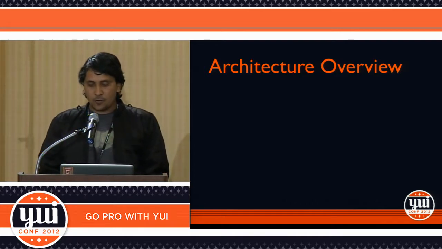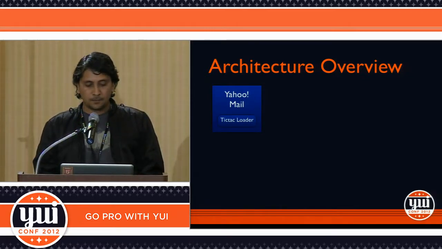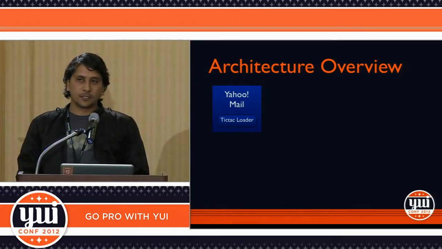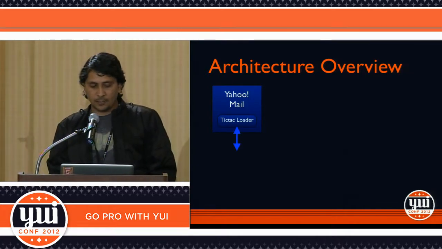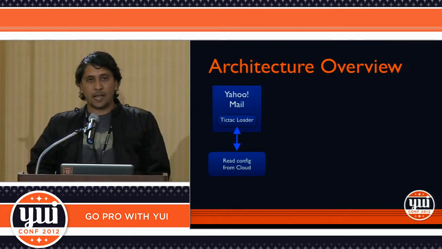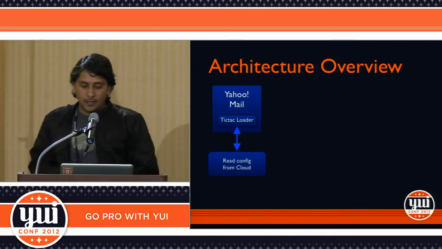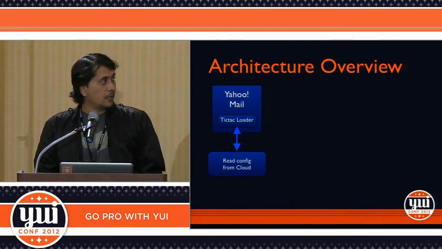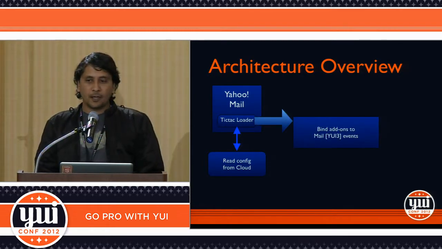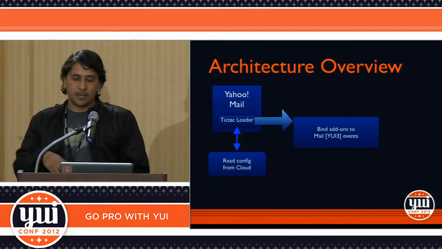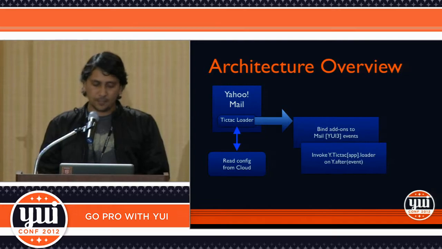Okay, so how does the new Tictac architecture look like? Here's a quick overview. You have Yahoo Mail. You have a Tictac loader, which is a small PHP script, which is part of Yahoo Mail, but that does a lookup of the app config on the cloud. So we have our internal cloud engine, and this one reads up all the app configs from the cloud, and basically upon Mail launch, whenever the user launches Mail, it binds all the Mail core events to each of these apps. As simple as that.